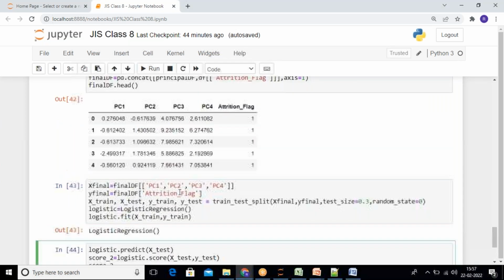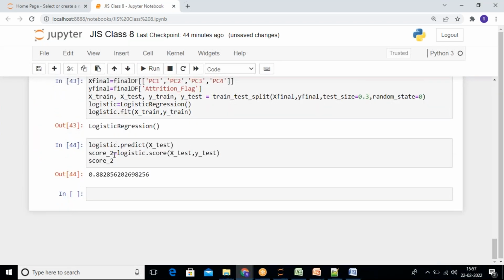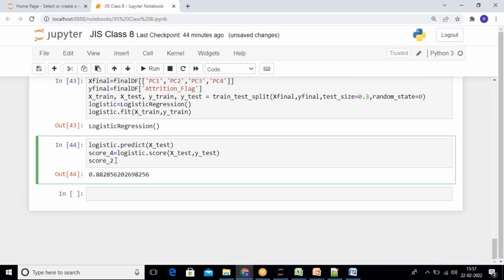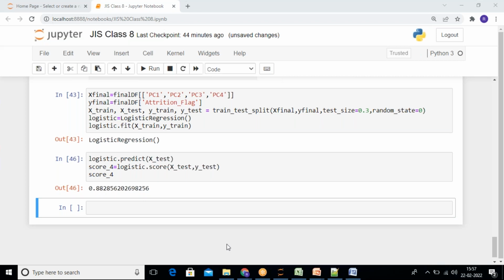So I have made some slight mistakes. You know what the slight mistakes are? I must take score 3 here. And here I must take a different variable, score 4. Something like this. That's it. Done. Completed. No problem.